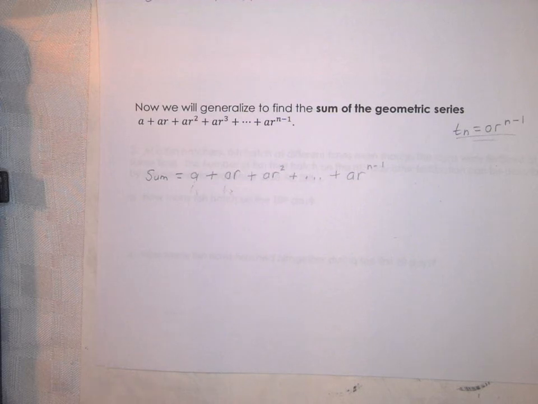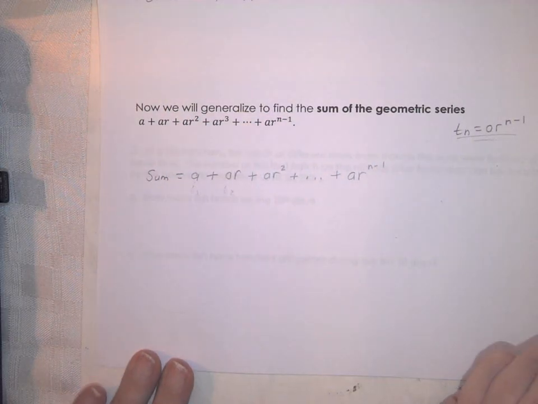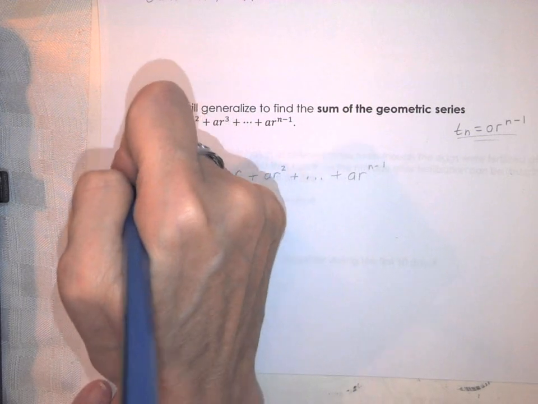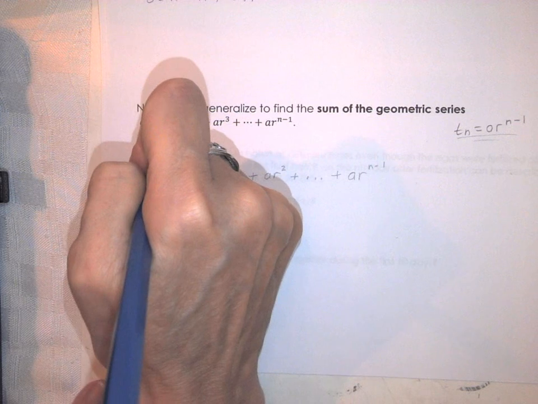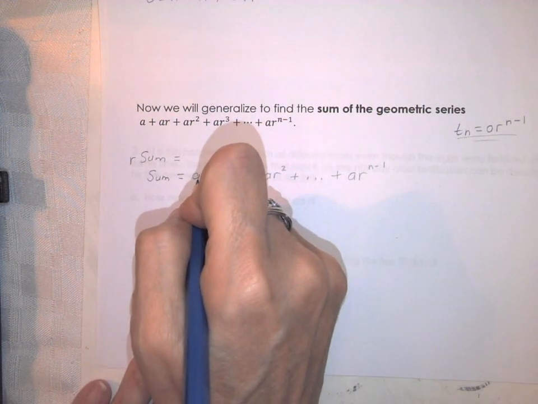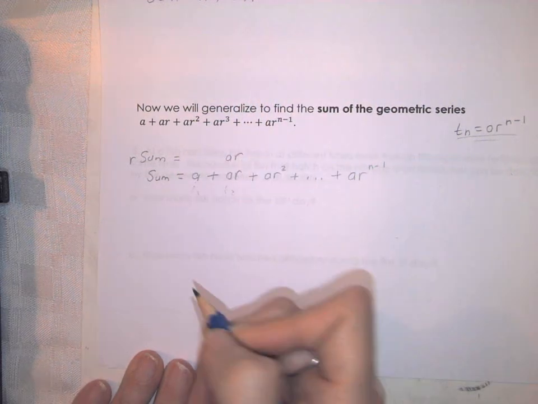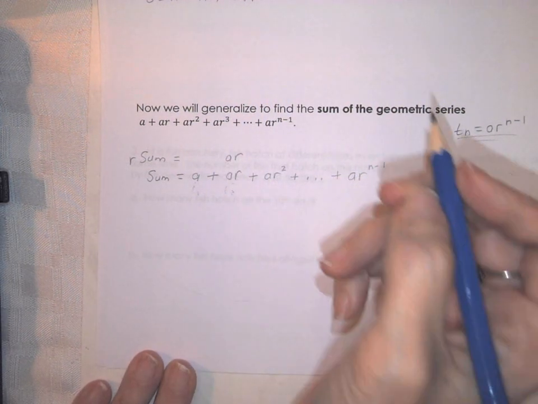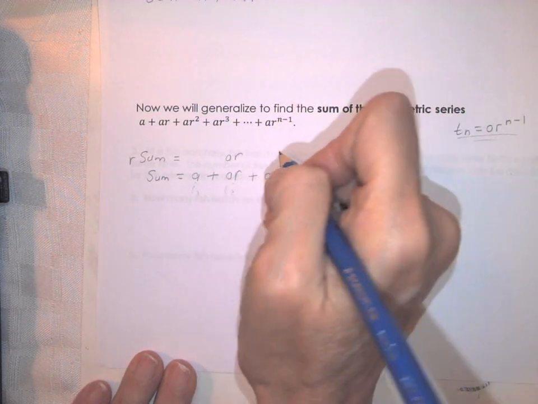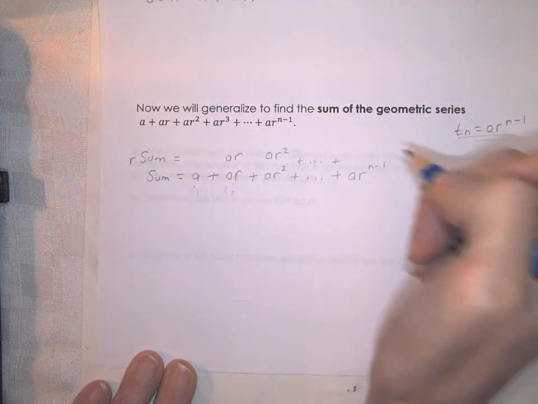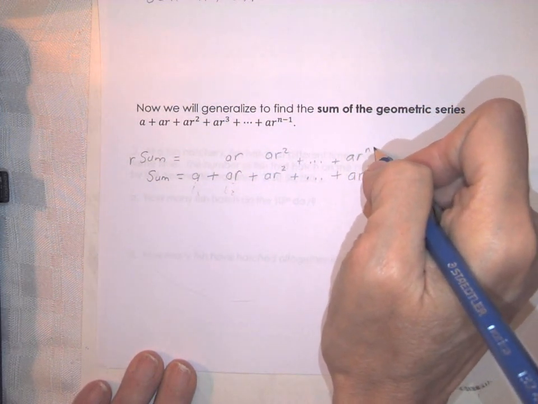So notice that we're adding the terms. So now I'm going to multiply each term by the common ratio R. So above here I'm going to write R times the sum. So if I multiply A by R, I get A times R, and I'm going to put it again above the corresponding term here. And then if I multiply AR by R, I'll get AR to the power of 2. Eventually, in my series, I'll get AR to the n minus 1.